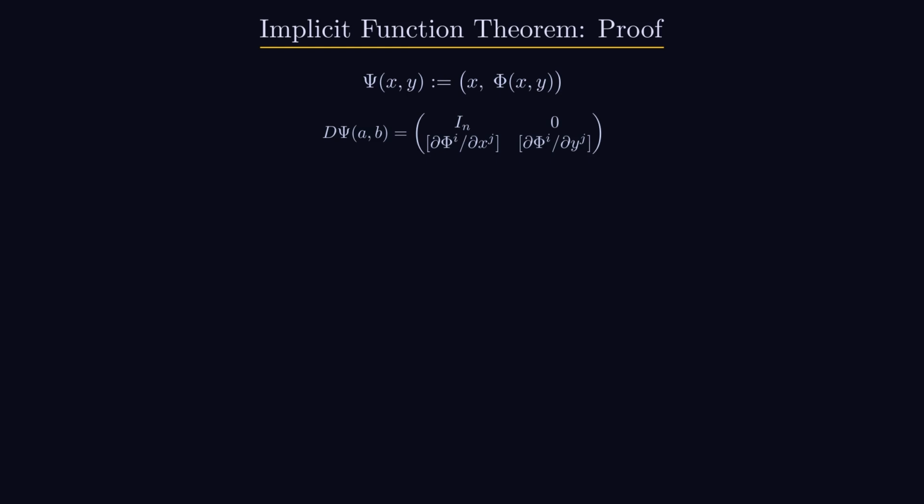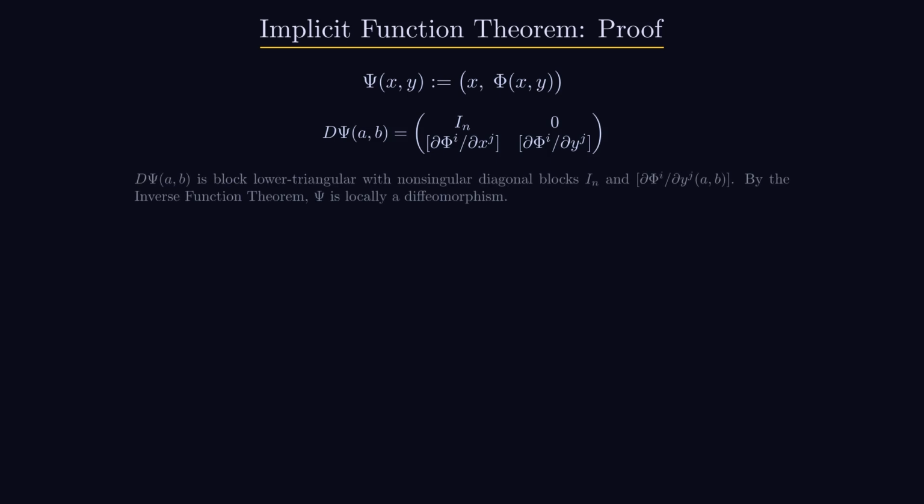Since d psi at (a, b) is non-singular, the inverse function theorem applies to psi. There are connected open neighborhoods on which psi is a diffeomorphism. Shrinking to a product neighborhood V times W, the local inverse psi inverse exists and is smooth. Write psi inverse of x and y as (A of x and y, B of x and y), with A in R^n and B in R^k. Composing psi with psi inverse and comparing the first component gives A of x and y equals x for all (x, y) in the image. So psi inverse takes the simpler form (x, B of x and y).